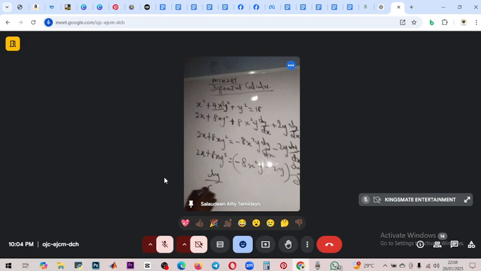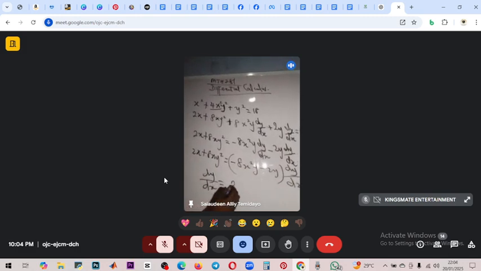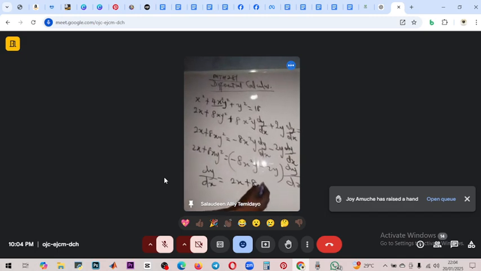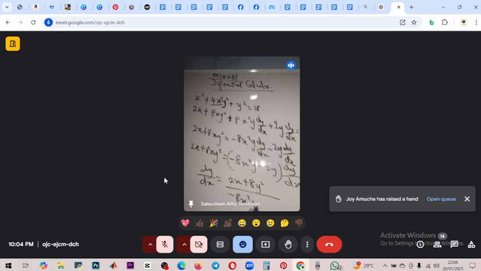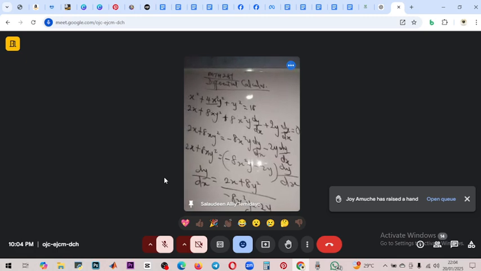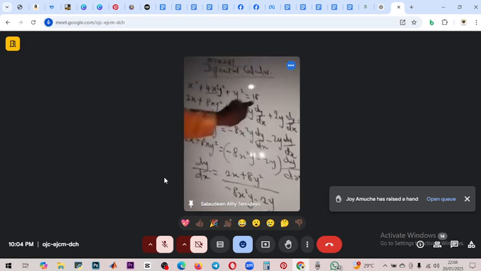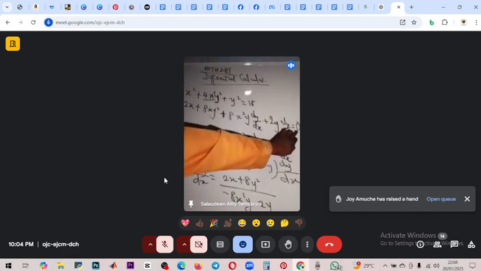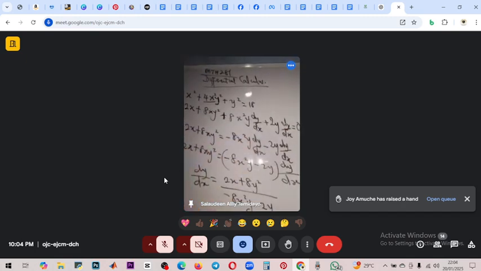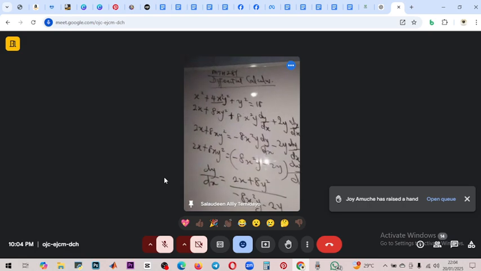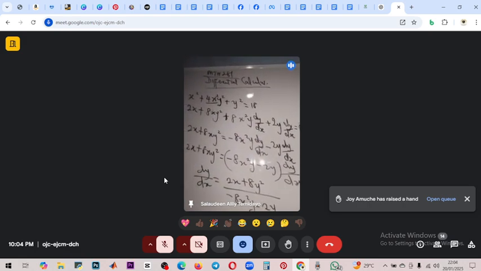I'll be having my dy/dx to be equal to 2x plus 8y squared all over minus 8x squared y minus 2y. What about the 18 on the right hand side? Where is it? 18 has been differentiated to give us 0. It's a constant, thank you. So the derivative of a constant is 0.